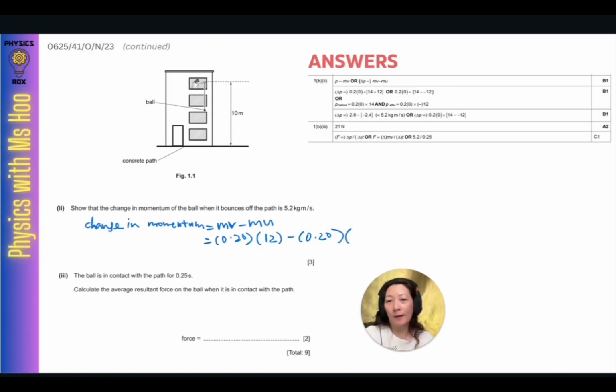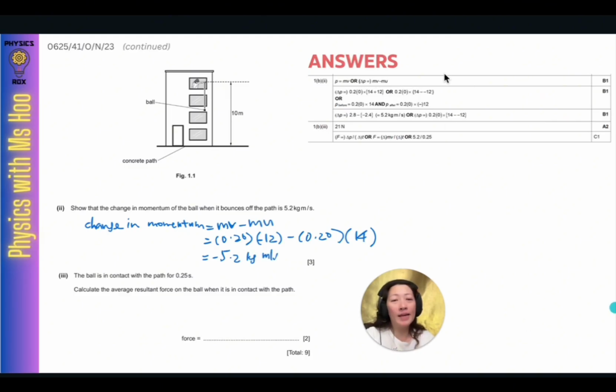But here's the thing, when it strikes, it's going to bounce up. So if we take going down as positive, that means going up is negative. Therefore, this should be negative 12. So you must make sure that you don't leave the negative out because in the formula, momentum is mass times velocity. Velocity is a vector. So when you solve this, you're going to get negative 5.2 kilograms meters per second.